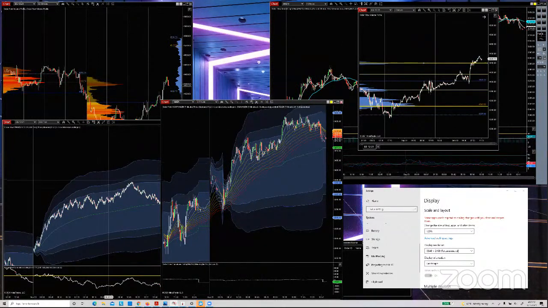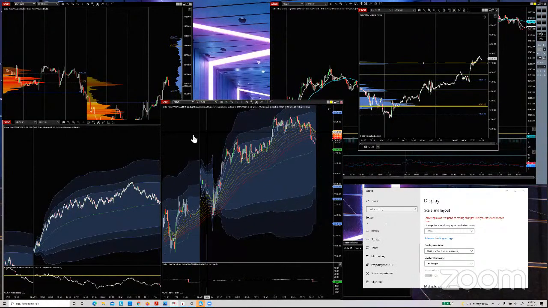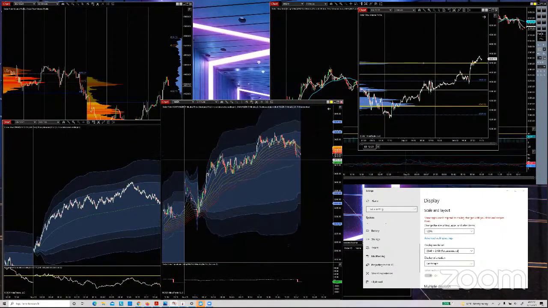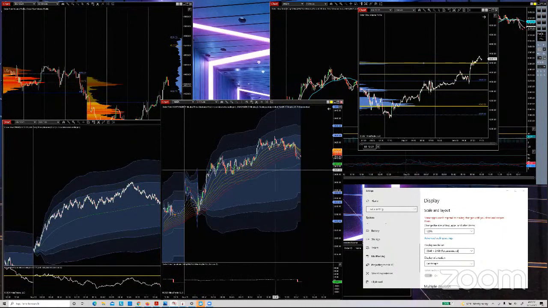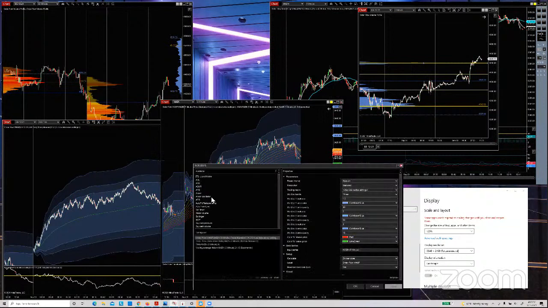Okay, so let me jump over real quick to stocks. People were asking about trading stocks. This is a VWAP chart. The only indicator I added to this, aside from the VWAP and the cumulative delta, is the ribbons indicator, which I think is, let's see, it's called the moving average ribbon.